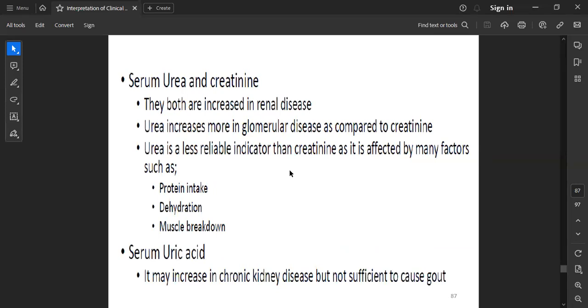Urea is affected by protein intake. If you're dehydrated, your urea is also going to be quite high. Muscle breakdown can also increase urea levels.